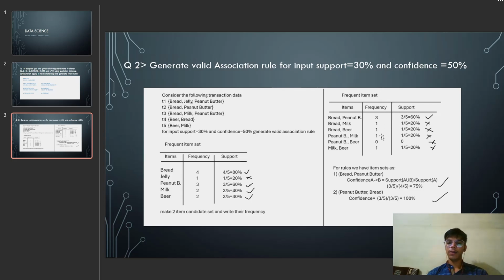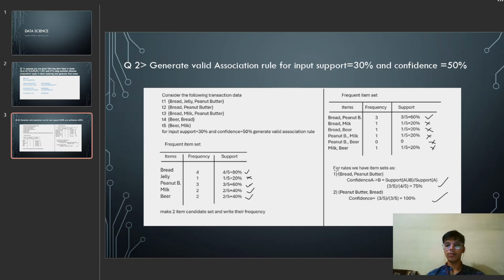And now we are going to find the support. Since the frequency has changed, but the total transactions are still 5, we will simply divide all these frequencies by 5, and then we will calculate their support. Since bread and peanut butter is the only one, all other transactions could not satisfy the minimum support. So now, since there is only one item set, which is bread and peanut butter, we are going to find the association rules for these items.